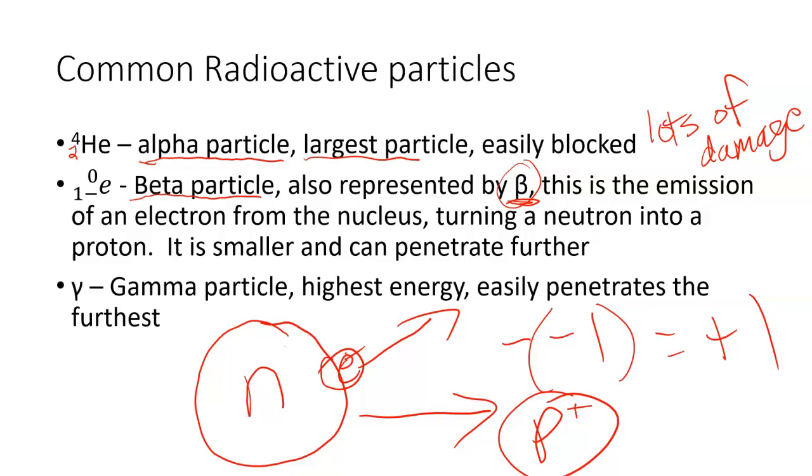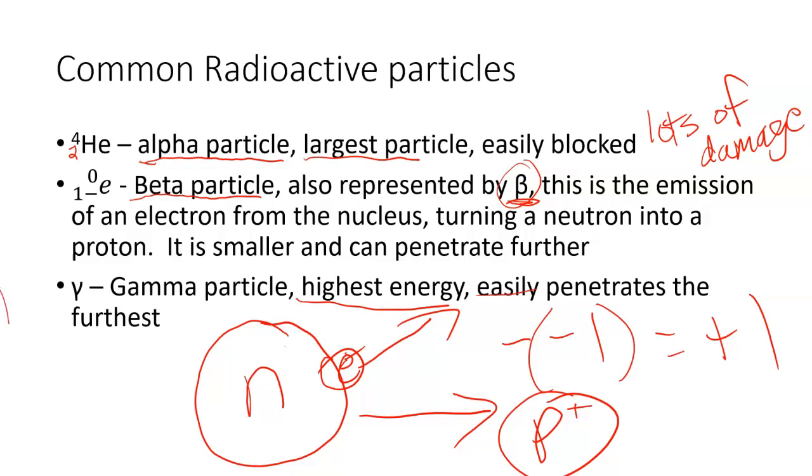The last particle here we have is the gamma particle. It's our highest energy particle because essentially it's a very high energy particle of electromagnetic energy. So it's essentially like light. It's very, very high energy. It's very, very small. It can go through a lot of different things.